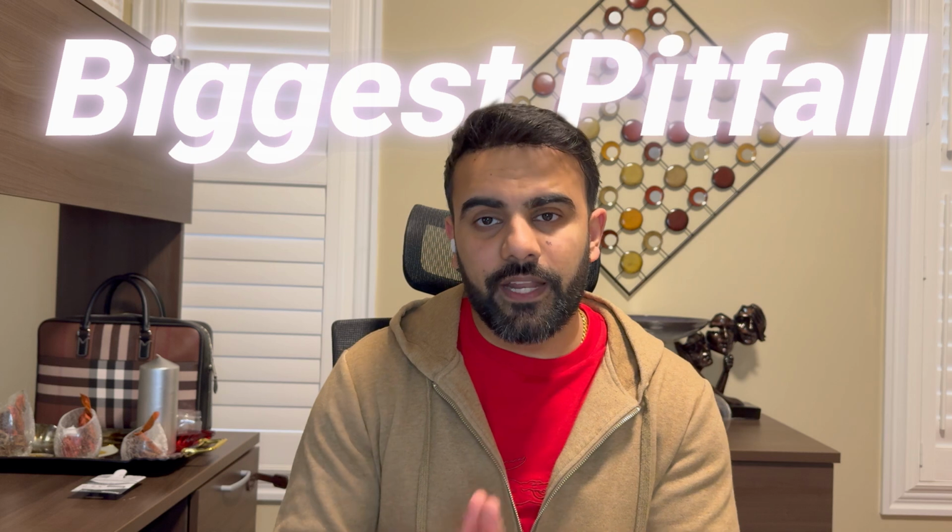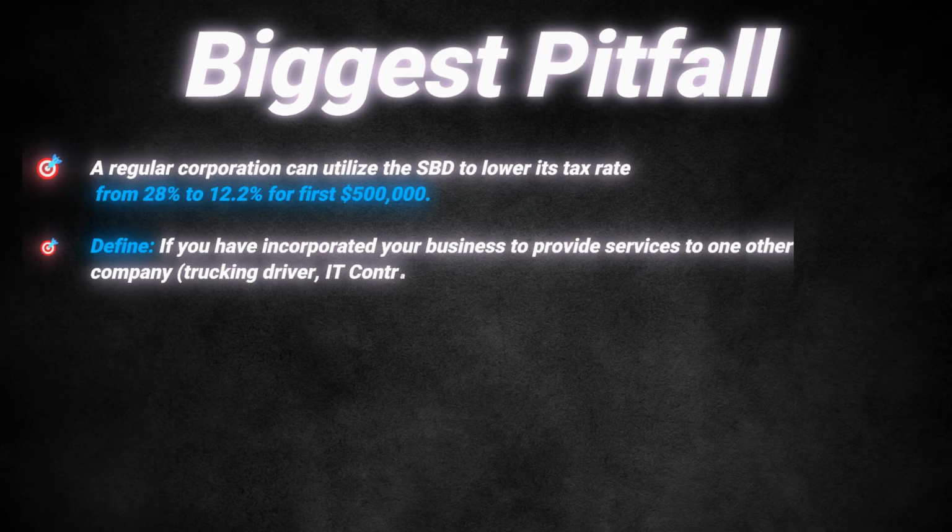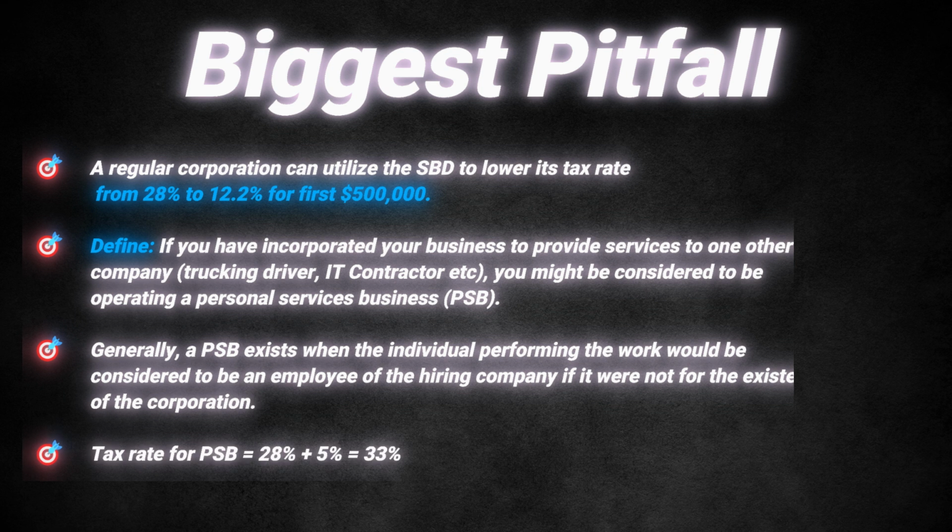So now that we understand how the tax rates work in Canada for a corporation, one of the biggest pitfalls that I'm noticing that most people don't pay attention to is the designation of the corporation. Once you're paying 12.2%, you're technically designated as a small business corporation. But if you are not following the right rules, then you could be subject to a higher tax rate. Instead of 12.2% up to $500,000, you'll be taxed at 28% or 33% if you're classified as a personal services business.